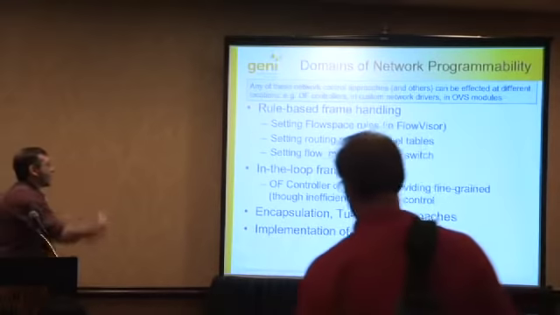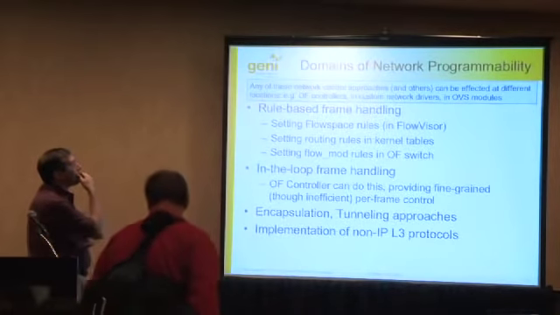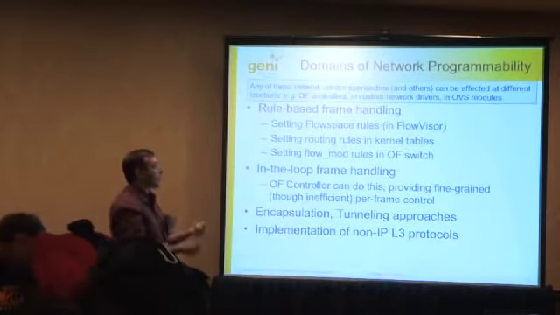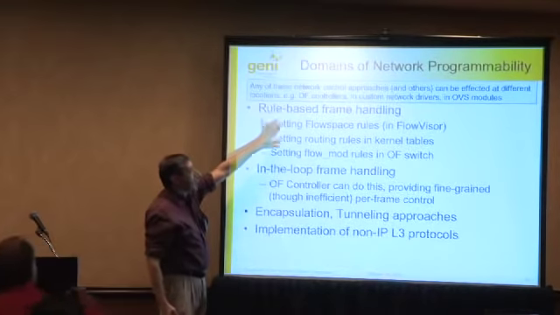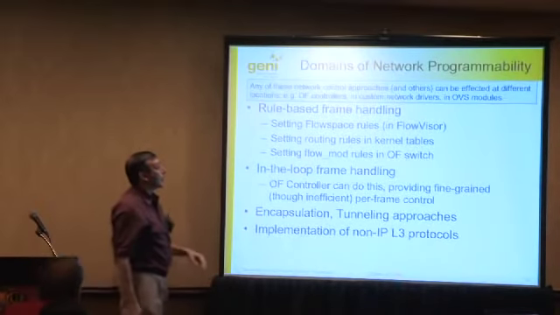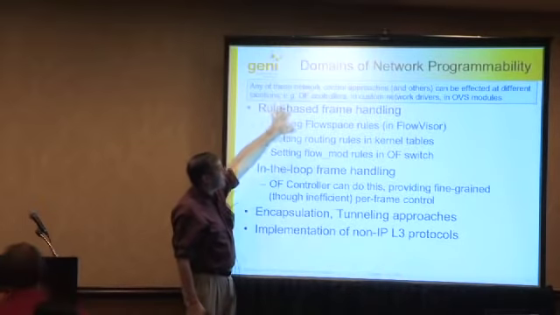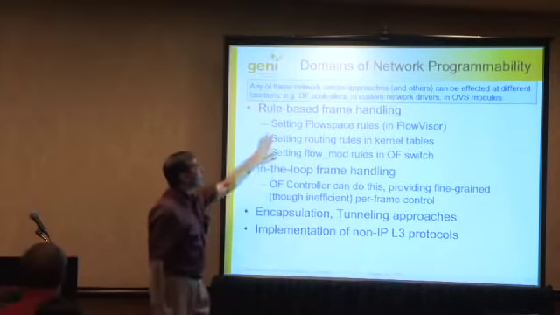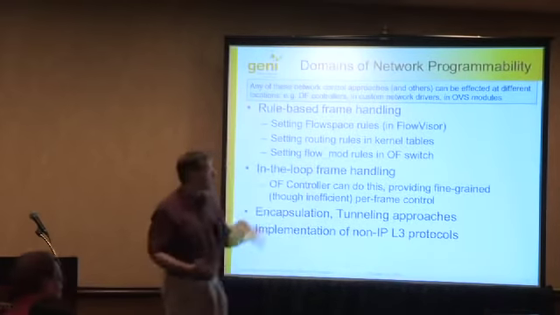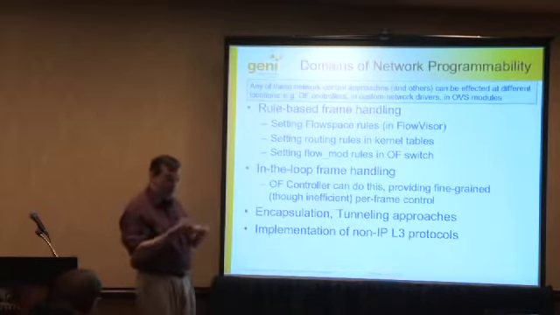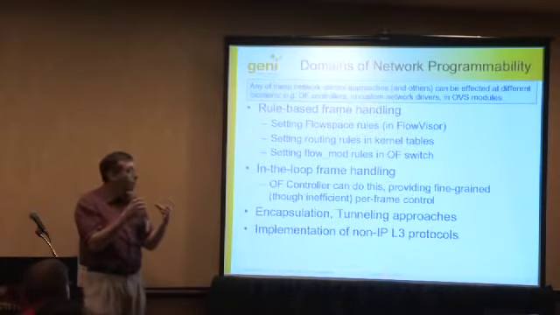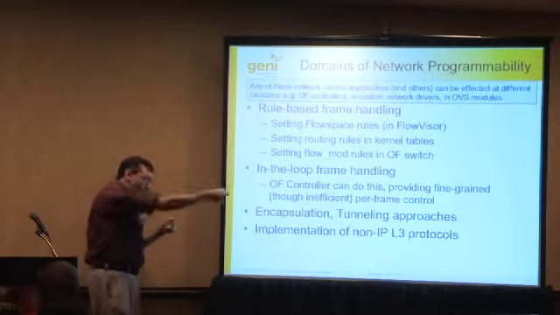So, looking at this from another dimension, you can apply these different approaches. What do we mean by programming the network? Well, you can establish rules for how frames are going to be handled. I'm talking about frames here, not packets, because we're really down at the layer 2 level. You can set up flow space rules in FlowVisor. You can set up routing tables in the kernel tables. You can set flow mod rules in the OpenFlow switch that determine that, given a frame with particular criteria that match, we want it to go out this port.